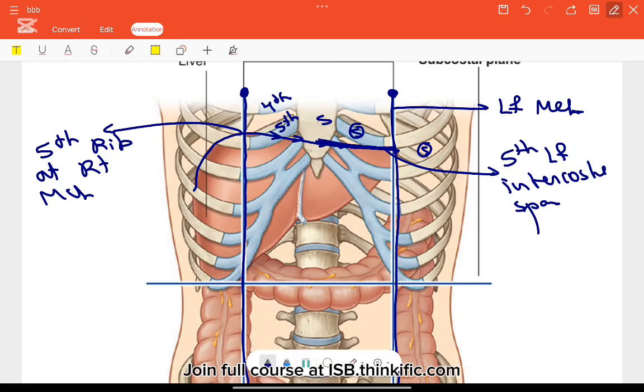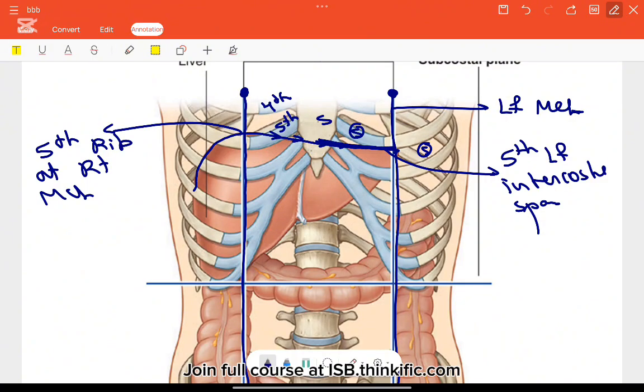So on the right side, it's level with the fifth rib at the right mid-clavicular line, and on the left side, it's level with the left fifth intercostal space at the mid-clavicular line. Okay? So it means the left side of the liver is lower than the right side of the liver. You get me? Okay. What about the lower border of the liver?